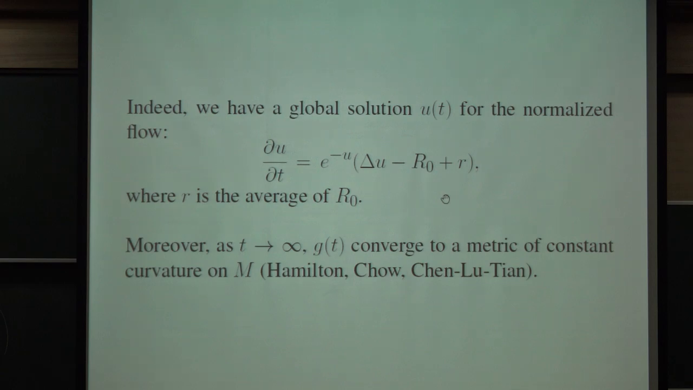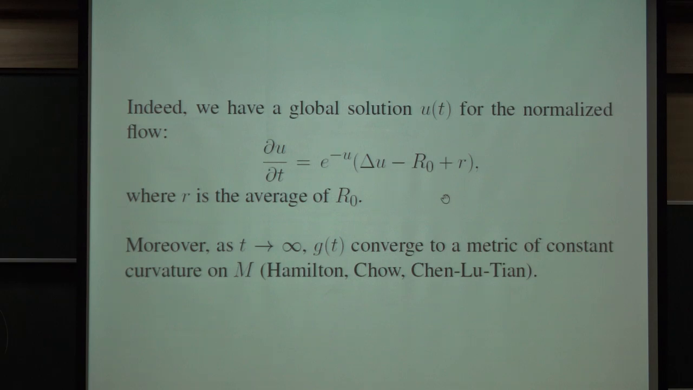And indeed, we have a global solution for a normalized flow. So you look at this equation. This is essentially the same as the previous equation. Why? Because you can simply reparameterize the u_t and scale, add some constant dependent on t to u.